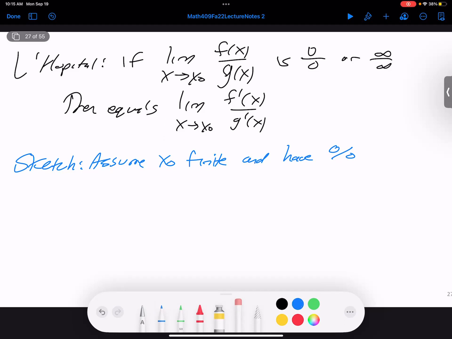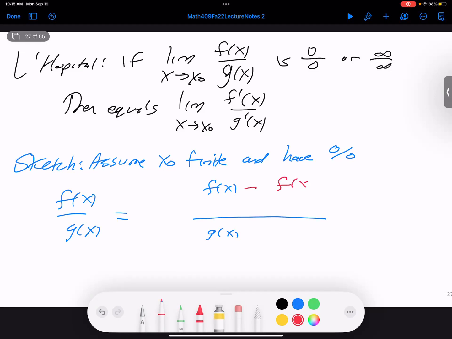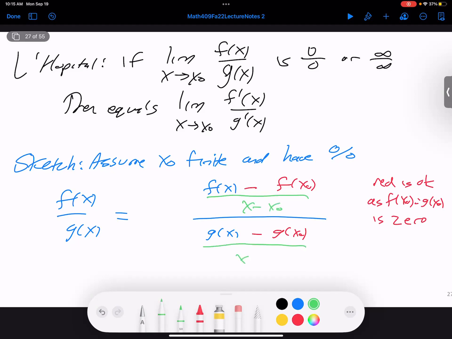So what we can do is we can write f of x over g of x as f of x, g of x. And then I'm going to subtract f of x naught and subtract g of x naught. Why can I do that? Well, I'm assuming I have 0 over 0, so this is okay as f of x naught equals g of x naught is 0. And now I can divide by x minus x naught, which is okay as it's multiplying by 1.